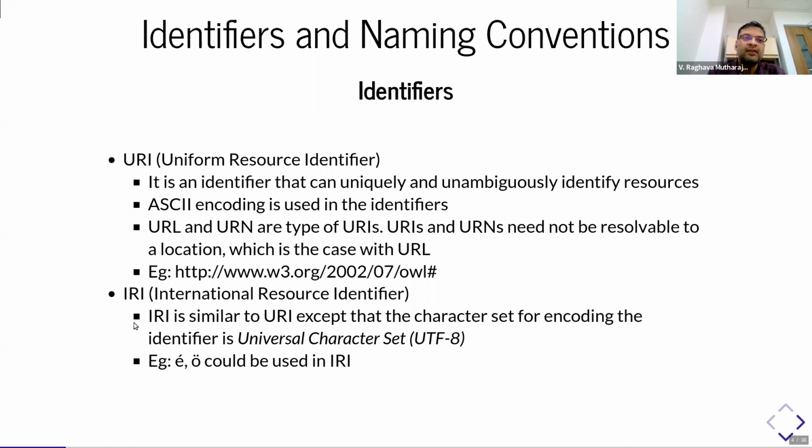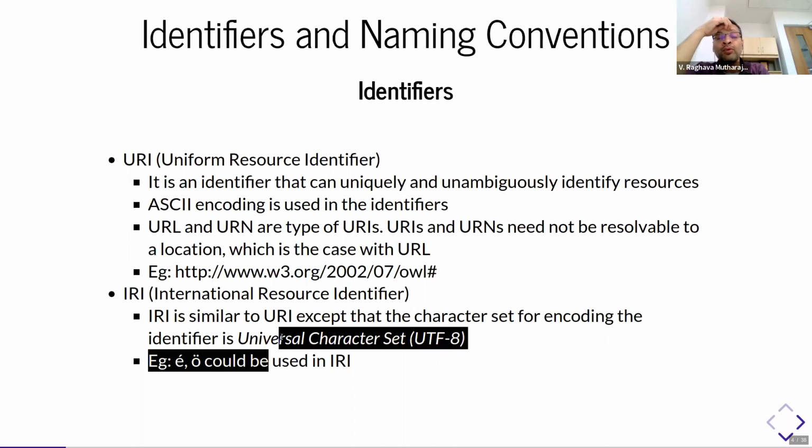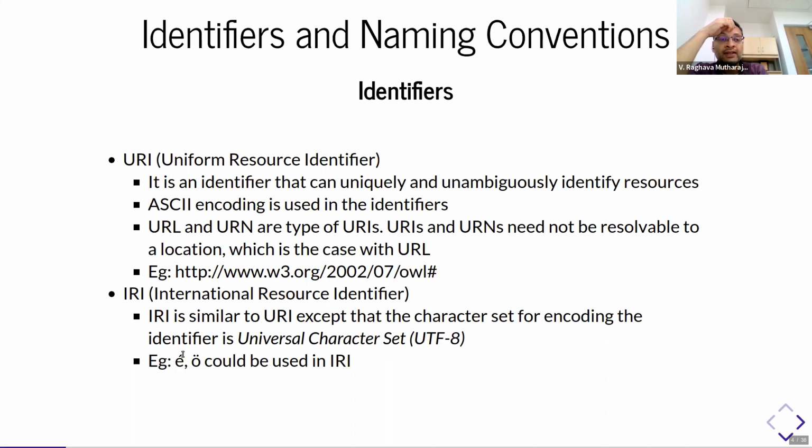We finally come to IRI. The only difference between URI and IRI is the encoding scheme. In URIs, you have the ASCII encoding, and in IRIs, we have the universal character set, UTF-8. Other than that, everything is the same. With UTF-8 or the universal character encoding, the advantage is that you can add more and more characters. For example, you can have an accent on top of it. This is the umlaut, the O umlaut. All these are special characters which are possible in IRIs, right?